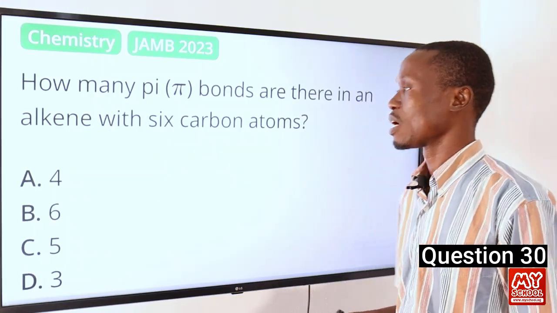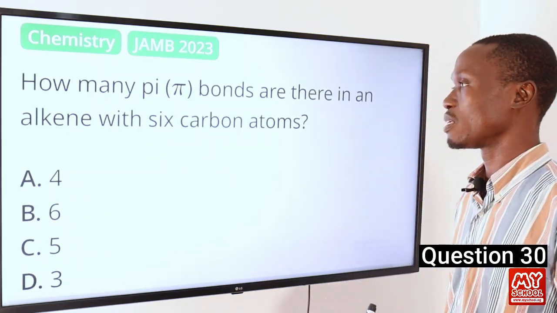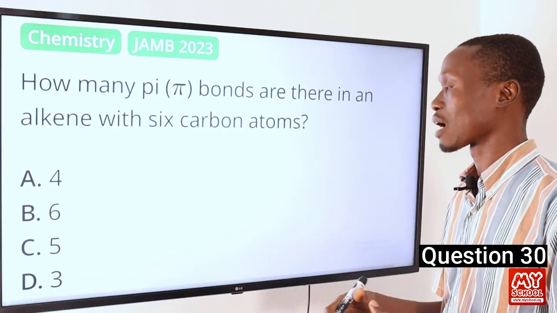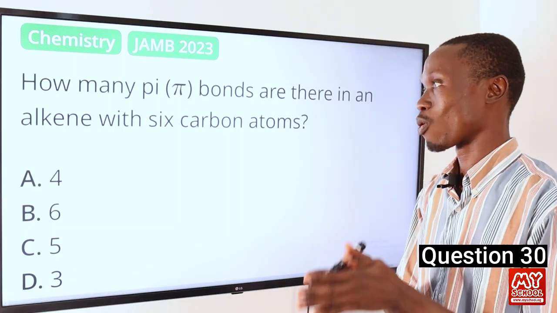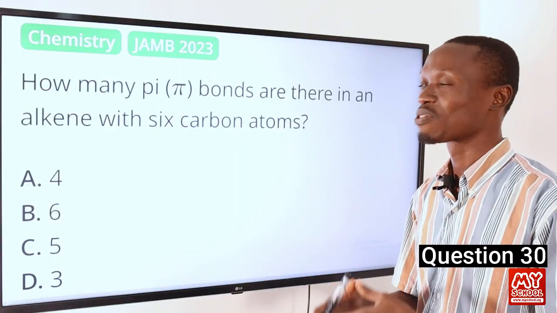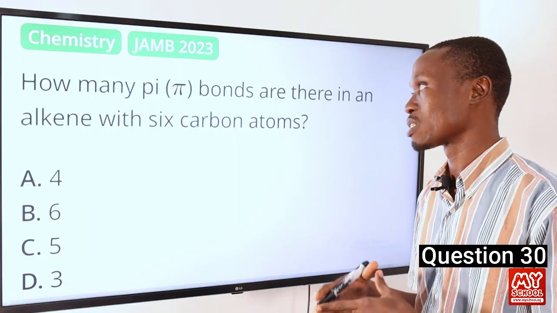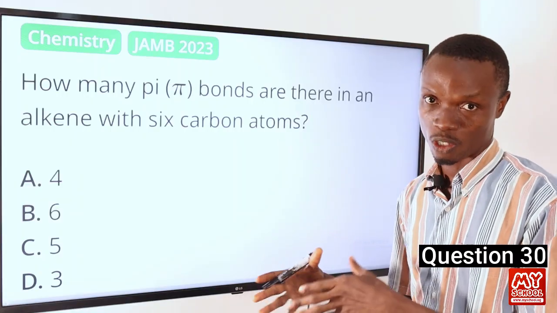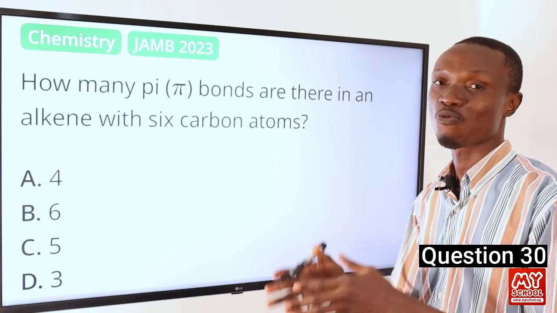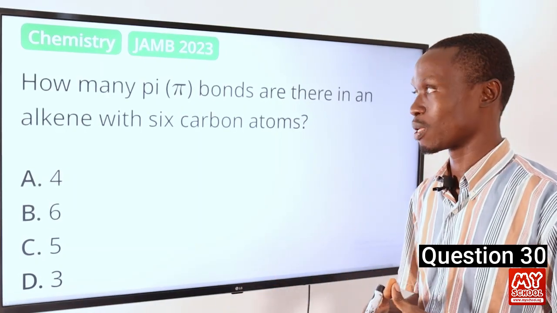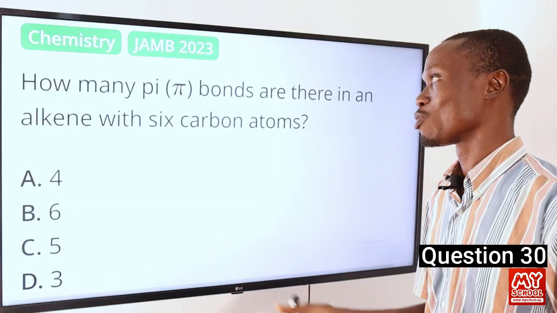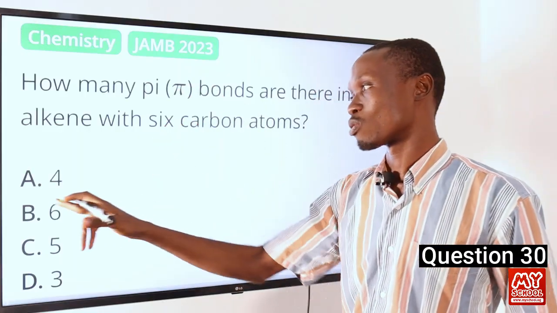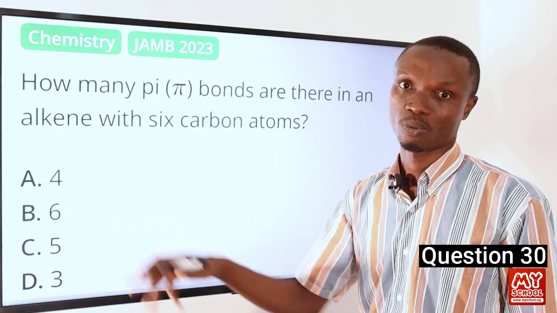Question 30. How many pi bonds are there in an alkane with 6 carbon atoms? An alkane with 6 carbon atoms has 5 sigma bonds, associated with the single bonds between the carbon atoms, and 4 pi bonds, associated with the double bond between the carbon atoms. So the answer to this question is option A, 4.